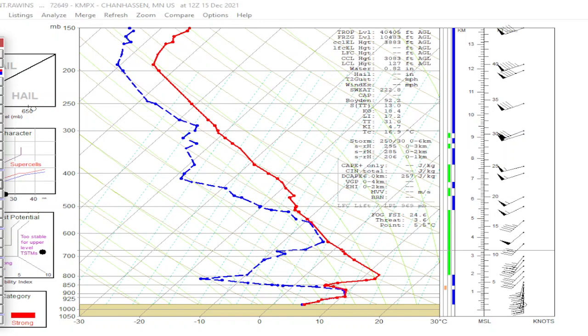I don't have anything telling me the height on this. Actually, right here we have freezing level, 10,483 feet. So right there is 10,000 feet, about that 700 millibar. What is that? 9,800 feet. So 10,000 feet is your freezing level.